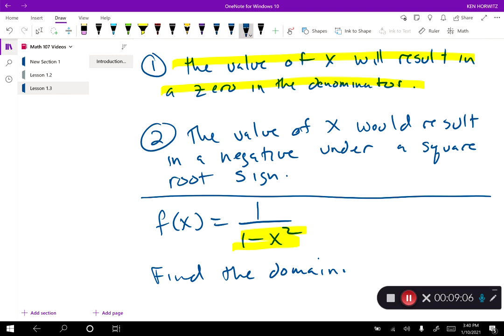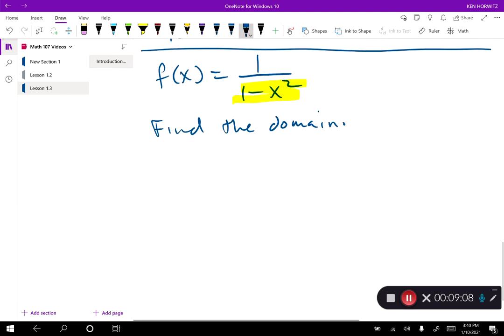So the question is, what value will result in a 0? And we can eliminate that value or values. So if I say 1 minus x squared equals 0, and I solve this equation, I'll know what values I can't put into my domain. All right, so I'm going to add x squared to both sides.